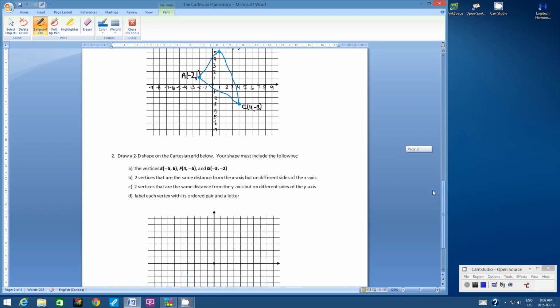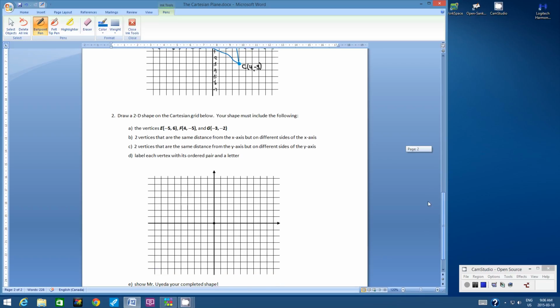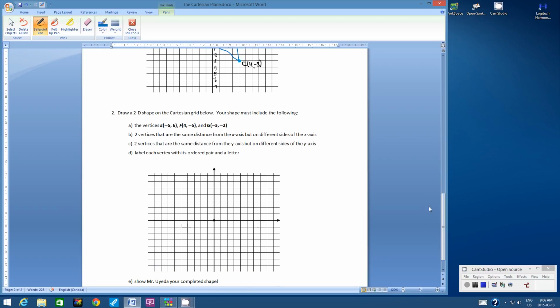Okay, so I've got a little bit of a puzzle for you here, a little bit of a challenge, and that's question 2. So it says, draw a 2D shape on the Cartesian grid below. Your shape must include the following. So I've given you 3 of the vertices here, point E, point F, and point G. So the first thing you should do is plot these points after you number your X and Y coordinates. Then, we're not finished yet. It's not really a triangle.